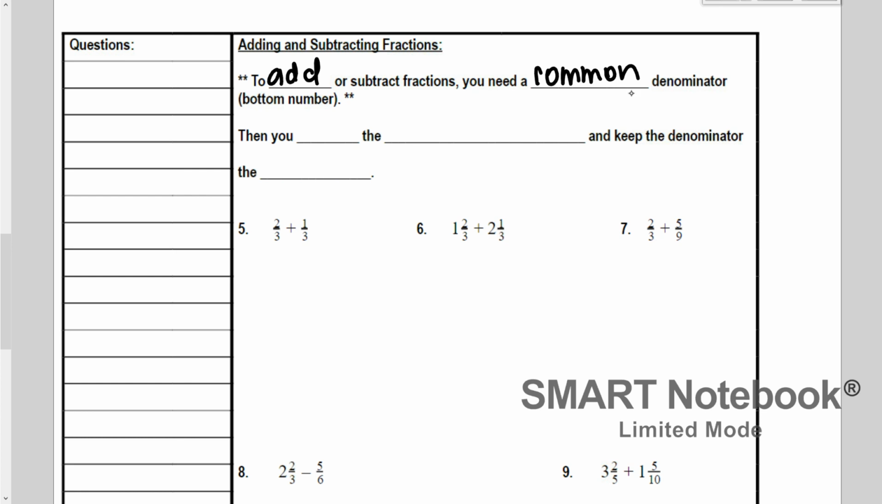Once we have a common denominator, we add the numerators together, the top numbers, and then that denominator still stays the same. Because if we're adding thirds to more thirds, we still have thirds. If we have a pizza and we have 1/3 plus another third of a pizza, we don't automatically have like 6. Those pizza slices don't just cut themselves. So they stay thirds. We would just have 2 of those thirds now.